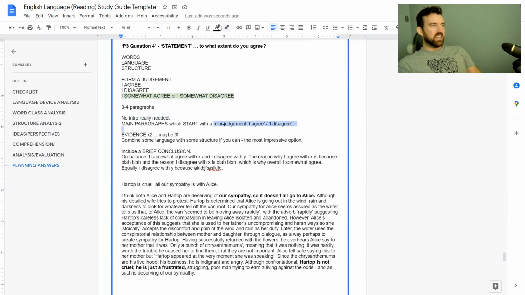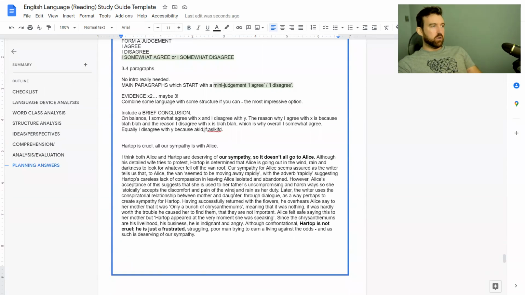Make it clear to the examiner in each paragraph whether you agree or disagree or somewhat disagree. Make it clear to the examiner so that they can see that easily. 2 to 3 bits of evidence. Try to get some structure in if you can. That's one thing I would have liked to have seen in this model. Just a little bit of structure would be good, but not the end of the world. You can get full marks even without structure here, unless the mark scheme obviously says, or the question obviously says you must use structure, then obviously you need to.